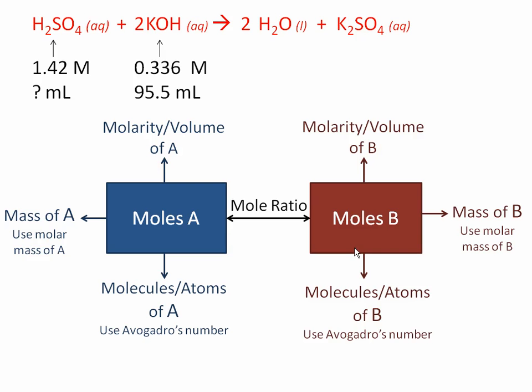That image can be fairly complex, but it has us think about moles of one compound, we'll just call it A, and moles of another compound. In this problem, we need to find out something about the sulfuric acid when we know a lot of information about the potassium hydroxide. So A in this particular reaction, in this particular problem, will be potassium hydroxide. B will be the sulfuric acid.